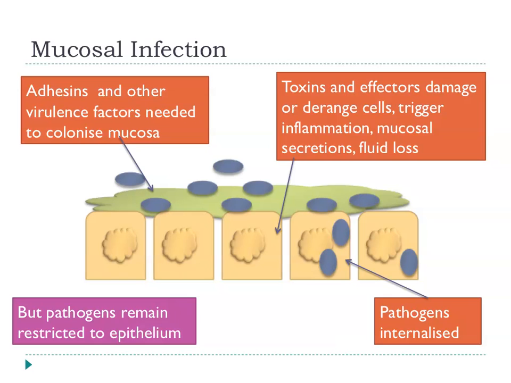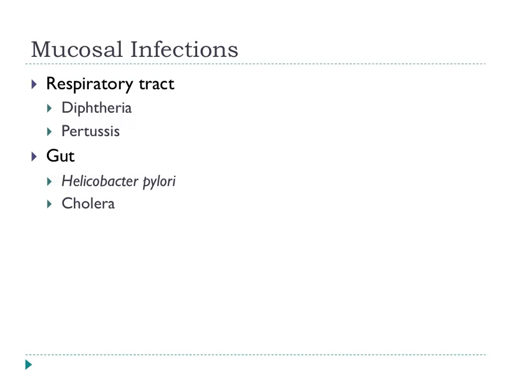So again, just to draw this picture, this is the mucosa, all that green slimy stuff there is the mucus. We've got the epithelium shown in this yellowish colour, and the bacteria in blue, not to scale, I hasten to add. And these pathogens remain restricted to that epithelium. Sometimes they can invade the cells of that epithelium, although we're not going to talk about any such pathogens today. The key point is they don't go further. So they release toxins and other virulence factors that may damage or derange the cells, and they cause their damage locally. Sometimes the toxins can also diffuse more widely.